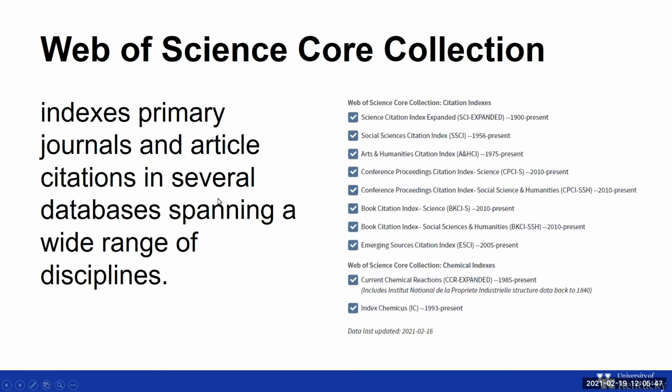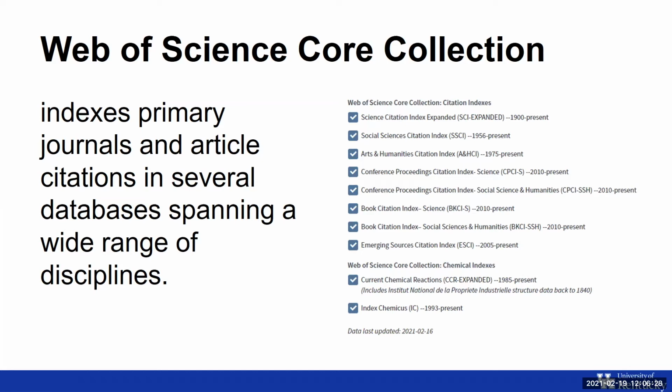And then within Web of Science, the core collection indexes primary journal articles, journals and article citations in several different databases spanning a wide range of disciplines. So the core collection includes all of these databases listed on the slide: the Science Citation Index Expanded, Social Sciences Citation Index, Arts and Humanities. There's also conference proceedings and book citation indexes. And then there's also, in addition, some chemical indexes. So that's why Web of Science is a really great and popular resource for a lot of different disciplines.